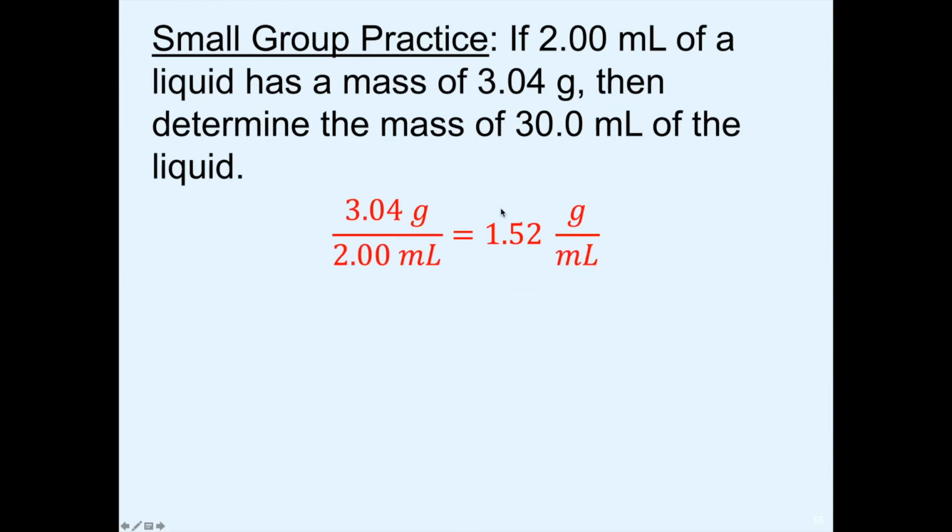So the first thing is I just go ahead and calculate a density based on the information that we're given. We know that a 2 milliliter sample has a mass of 3.04 grams. So 3.04 grams divided by 2 mils would give me the density of 1.52 grams per mil. And so then I can just use that density as a conversion factor and multiply it times this volume of this other sample that I'm curious about. So the sample volume is 30 mils, and so I use the density as a conversion factor so that the milliliters will cancel, and I get units of grams, which is what we were asked for.